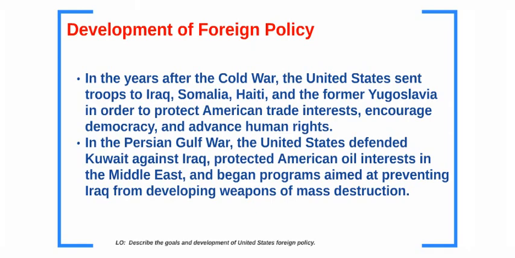In the Persian Gulf War, the United States defended Kuwait against Iraq, protected American oil interests in the Middle East, and began programs aimed at preventing Iraq from developing weapons of mass destruction.